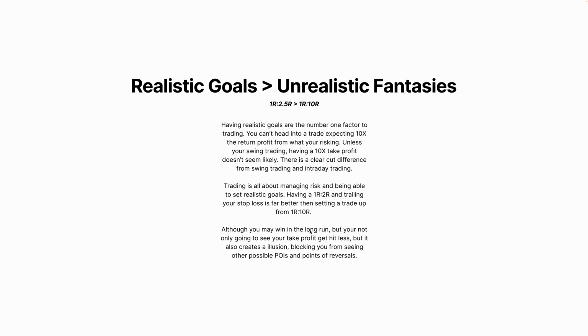Although you may win in the long run, you're not only going to see your take profit get hit less, but it also creates an illusion, blocking you from seeing other possible POIs and points of reversal, which happened in my bad trade because I had tunnel vision from that 1 to 10R. I ignored my other confluences that had happened beforehand and expected a total point of reversal at this liquidity point, which is not what happened.